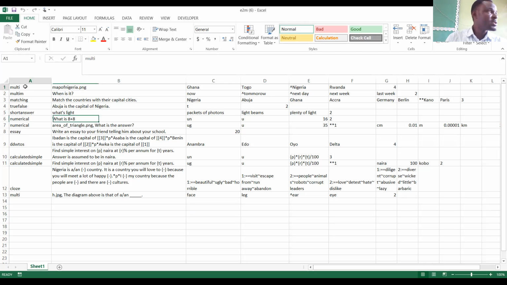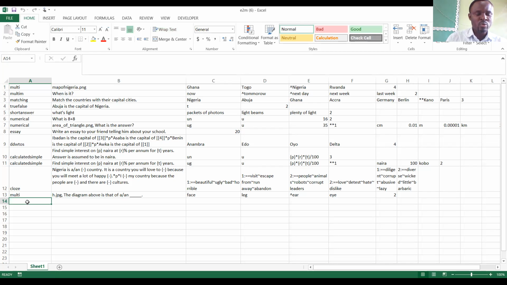Here, you must state the type of question. You must give us the type of question it is. In this case now, it is multi. You could also input multi-choice in place of multi. That will still be accepted. Here now, you see that rather than have a question, there is the name of an image file, map of Nigeria.png. So that's not exactly what I want here.